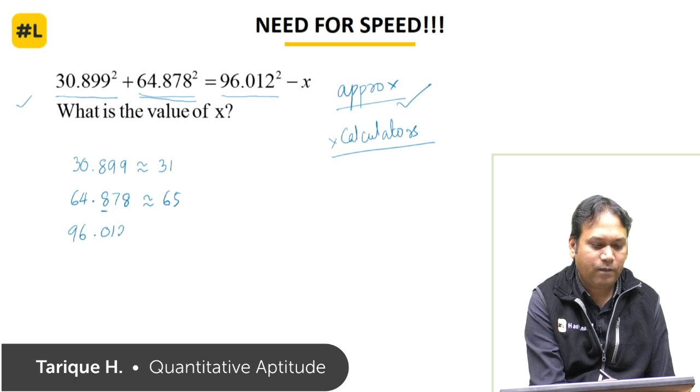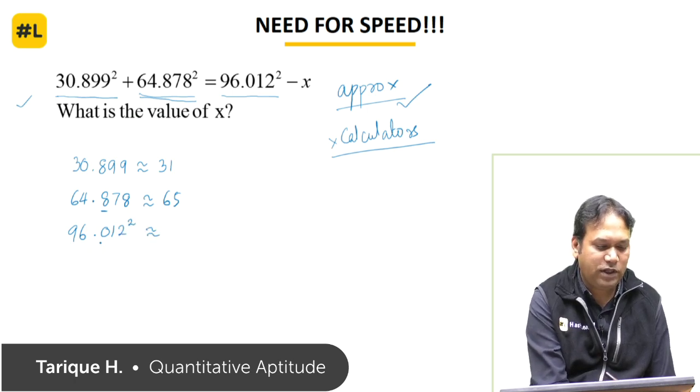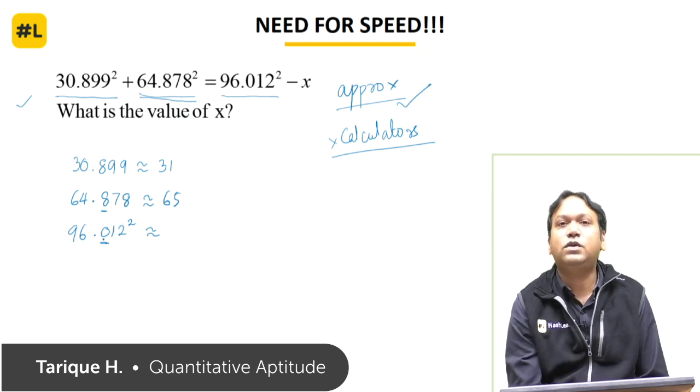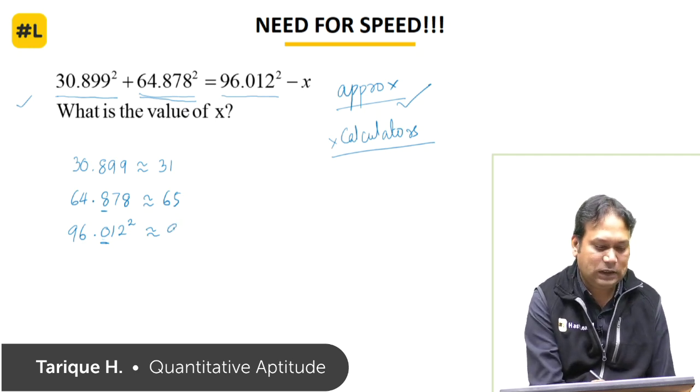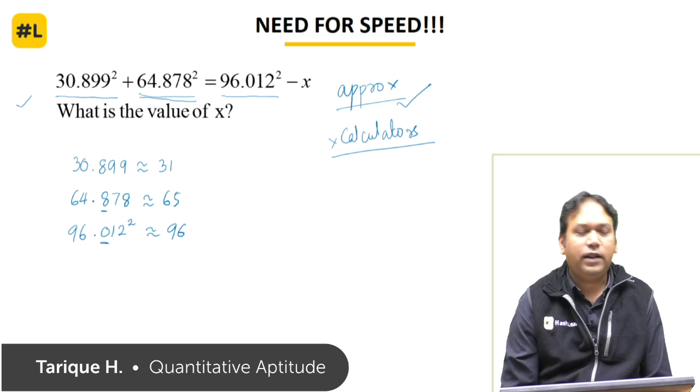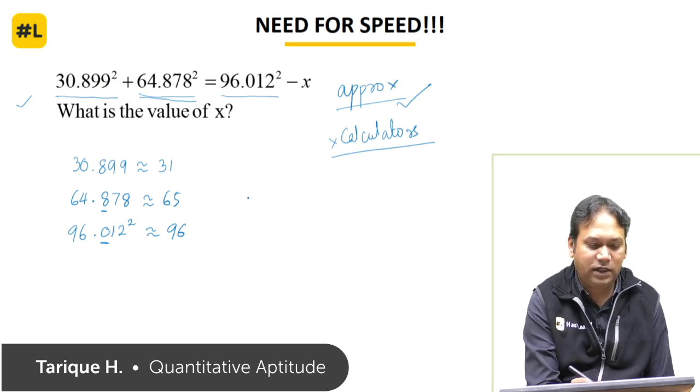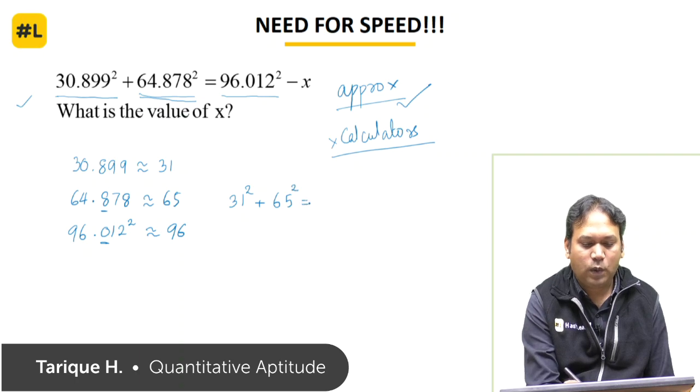And 96.012 square, we can take it close to which value? See, now this is 0.0 here, so we will take it as the lower value, that means 96. That means to solve this question in the examination, we have to find what is 31 square plus 65 square is equal to 96 square minus x.